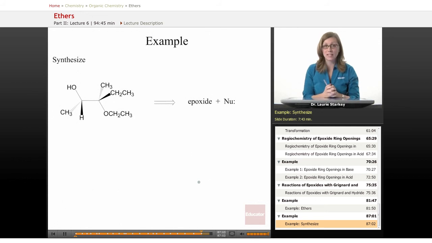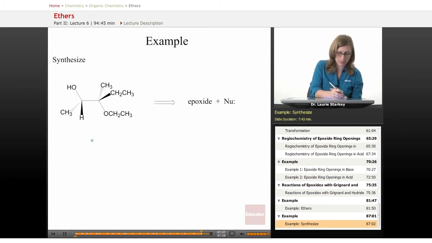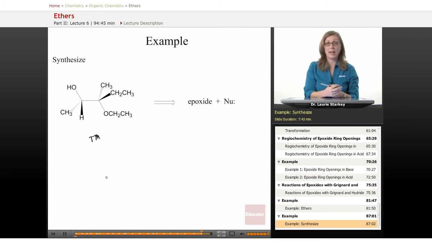Okay, and finally, let's look at an example of a synthesis. If I asked you to synthesize this target molecule, and I gave you a hint, I said you should start with some kind of epoxide and some kind of nucleophile. That will help you maybe see the pattern in the target molecule that makes it look like a product that might have come from an epoxide ring opening.